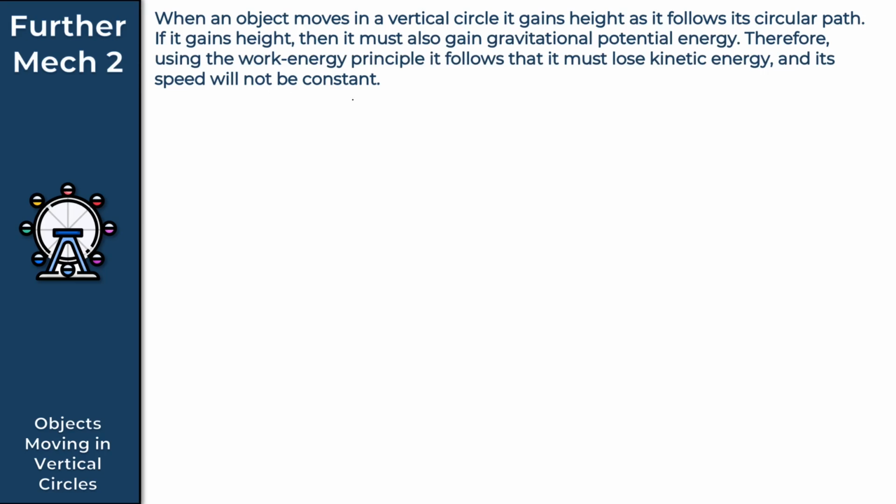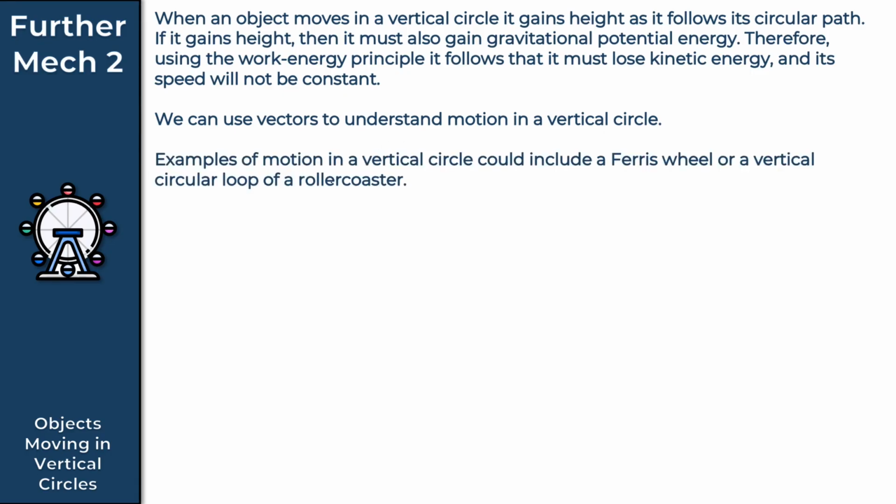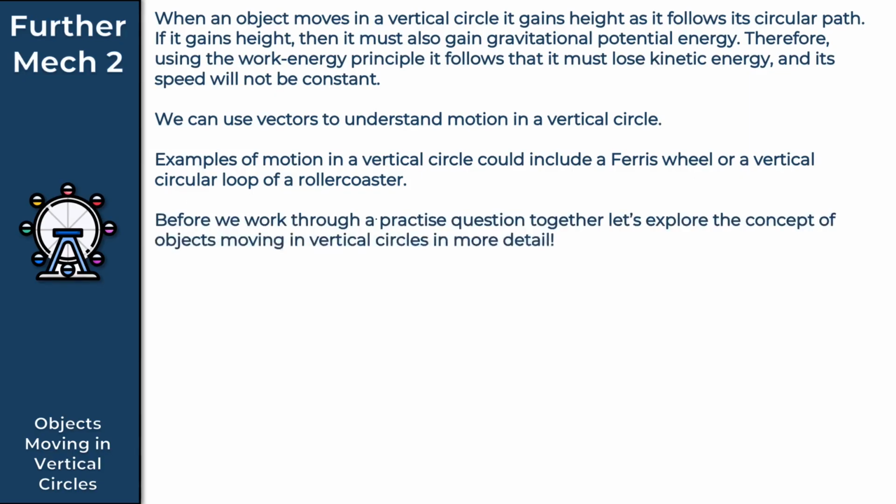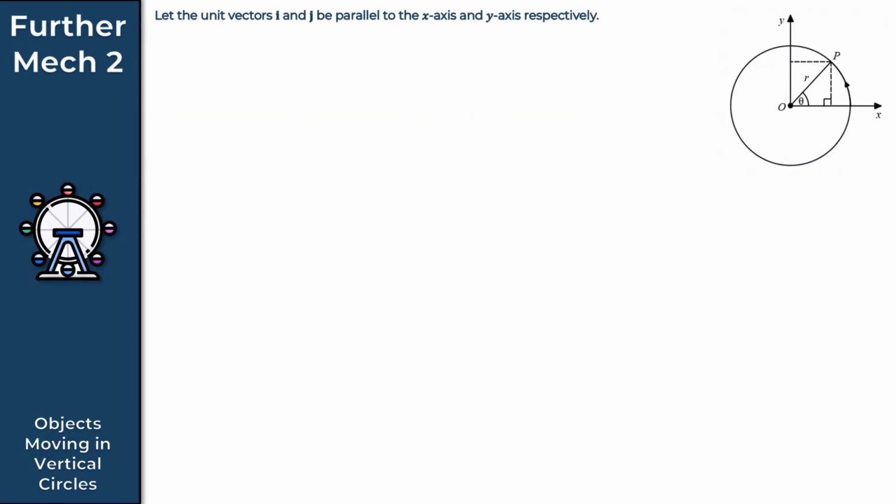not be constant. What we can do here is use vectors to understand motion in a vertical circle. Examples of motion in a vertical circle could include a Ferris wheel, for example. That's the whole point of this image here. Or a vertical circular loop of a roller coaster. Before we work through a practice question together, let's explore the concepts of objects moving in vertical circles in more detail. To continue, we will let the unit vectors i and j be parallel to the x-axis and the y-axis respectively, and we'll also make use of this diagram.